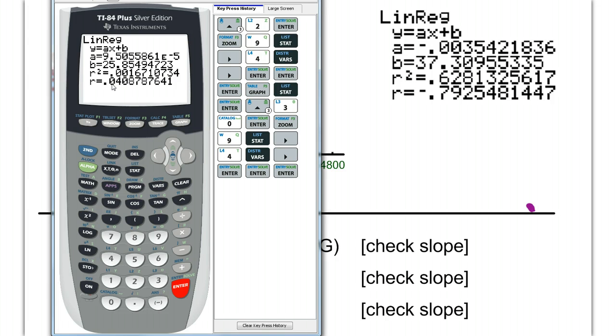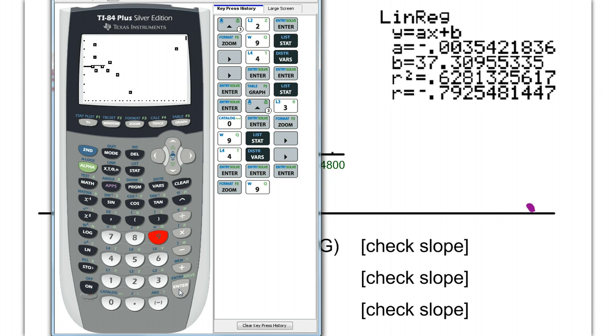Our correlation is atrocious. We had 0.79, negative 0.79 with the original data. We had improved it with the last 2 points we added. Now we've got it down to 0.04. We have almost no correlation. Let's look at the graph. Zoom 9.